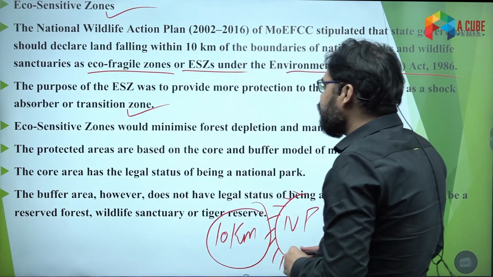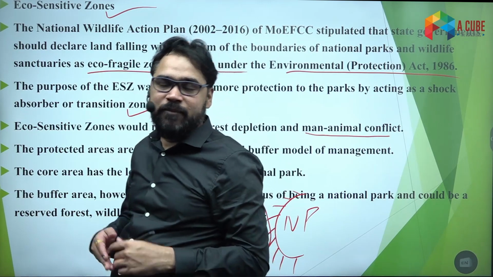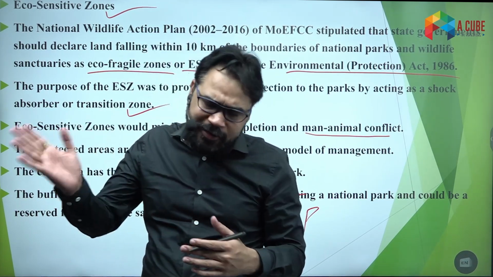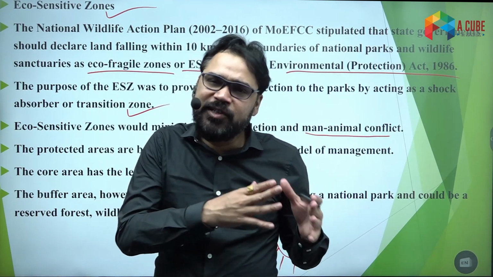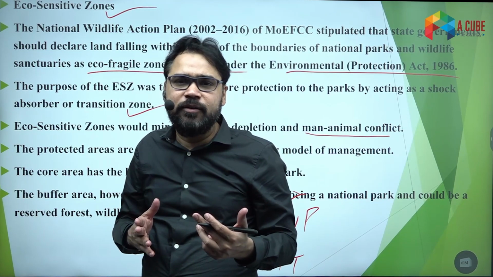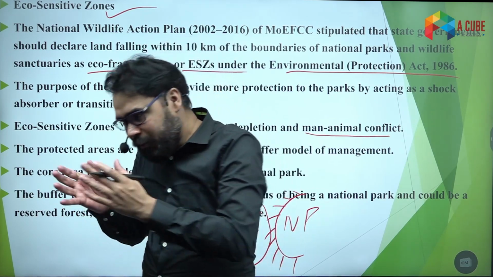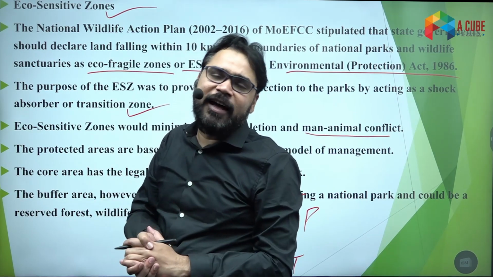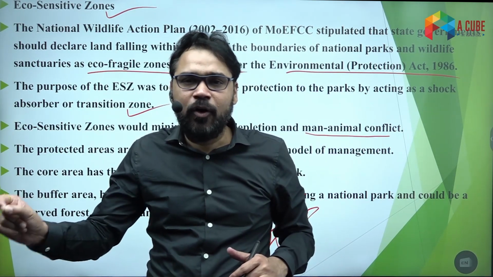Eco-sensitive zones would minimize forest depletion and man-animal conflict. When there is a national park, the boundary of that national park ends at one particular place. If there were no eco-sensitive zones, definitely, various animal species might come out, and ultimately it might be a threat to their own lives or to the human settlements outside. So in order to avoid these human and animal conflicts, the Wildlife Action Plan decided to increase another 10 kilometers area. The boundary of a national park ends at that place, and you have added another 10 kilometers just to make sure that even if a species comes out of a national park, it stays in that region where there is no threat to its life or to the human settlements.